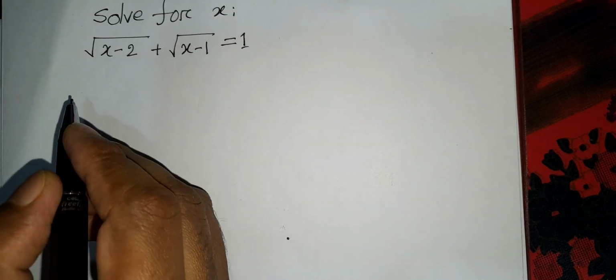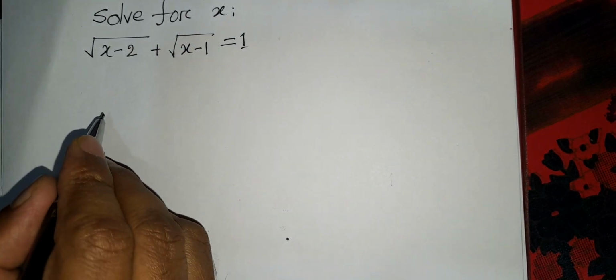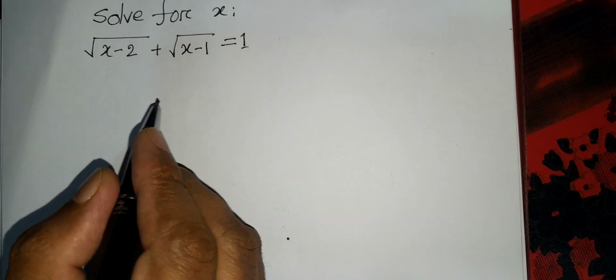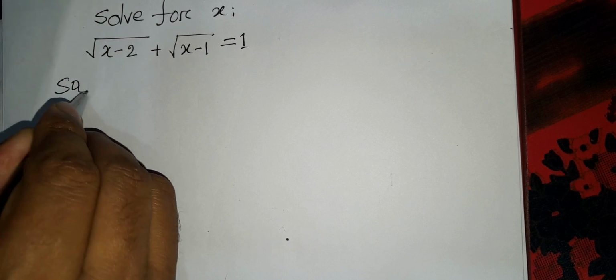Today, I will solve the equation: solve for x, root over x minus 2 plus root over x minus 1 equal to 1. Squaring both sides.